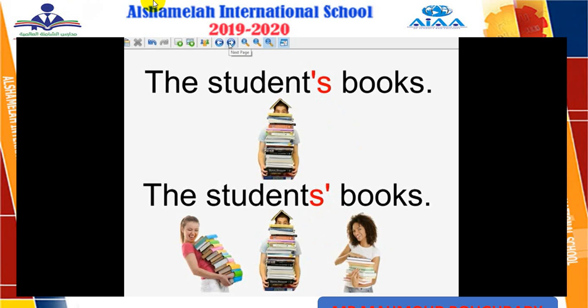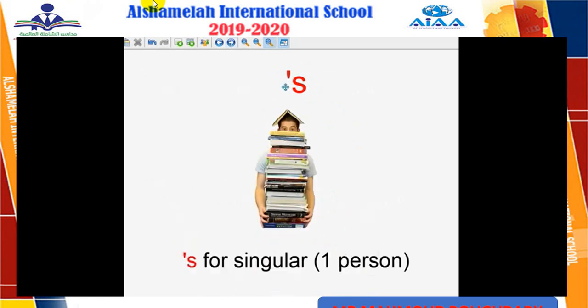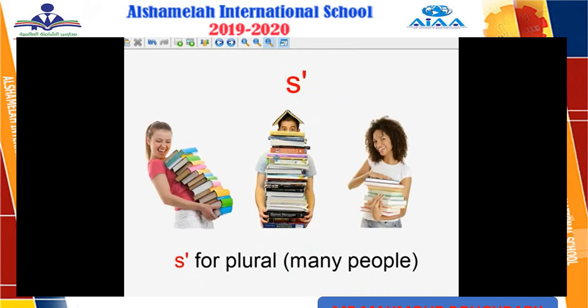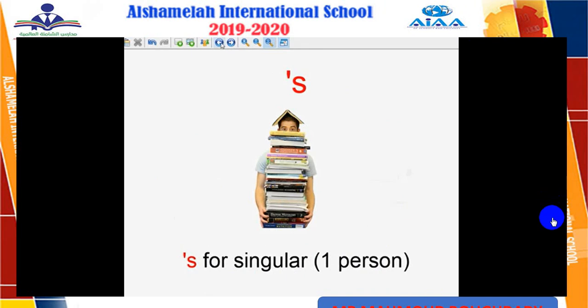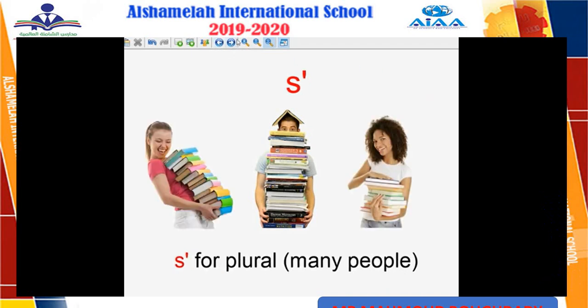Let's look at those grammar rules, and you can take notes if you want to. We use apostrophe S for singular. That means if there's one person, one student, for example, we use apostrophe S. However, if there are plural, if there are many people, then we use S apostrophe. So S apostrophe for plural, many people, apostrophe S for one person. See the difference? Apostrophe S, one person, S apostrophe many. Okay, now we did lots of practice of that in class. Okay, let's look at a couple more examples.